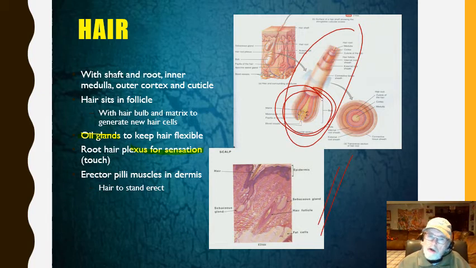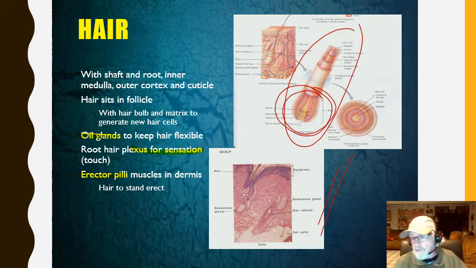Also with the hair, there's a muscle that's attached to the side of it. It's called the erector pili muscle, which is still in the dermis, and when the erector pili fires, it pulls on the shaft and lets the hair stand straight up. So basically that's what we see with hair.